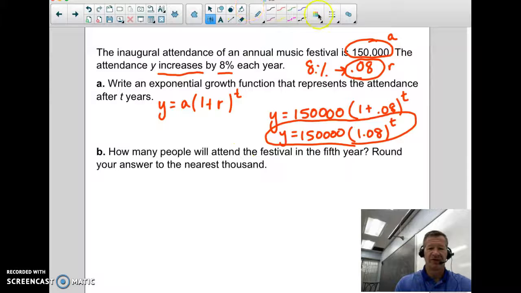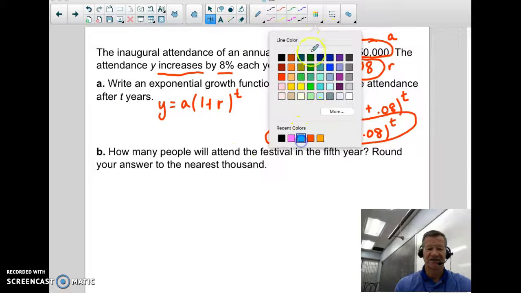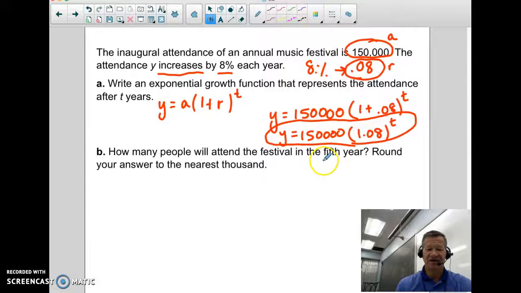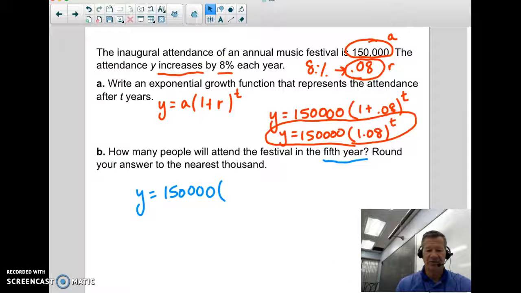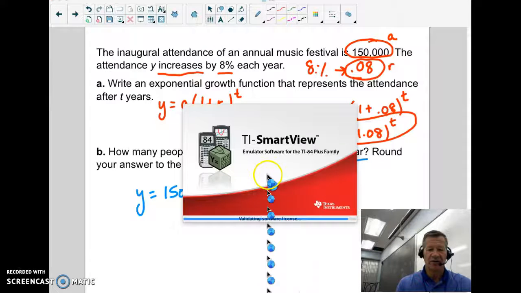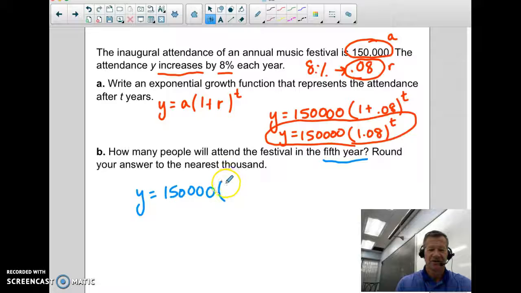So if you look at part B now, how many people will attend this festival in the 5th year? Now they're telling us what t is. T is the amount of time. Round your answer to the nearest 1,000. So here we go. Y equals 150,000 times, and by the way, while I write this in, I better open up my calculator so it's ready, 1.08 to the fifth power. And now all we have to do is plug that into our calculator.